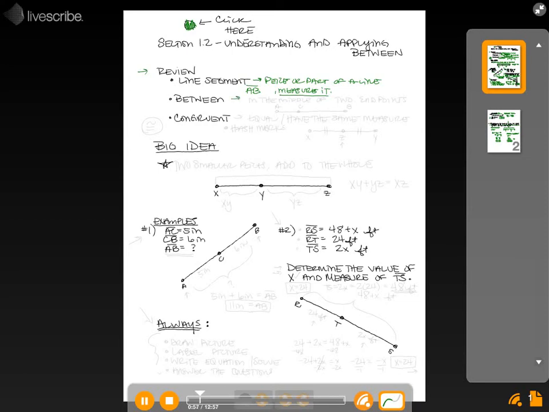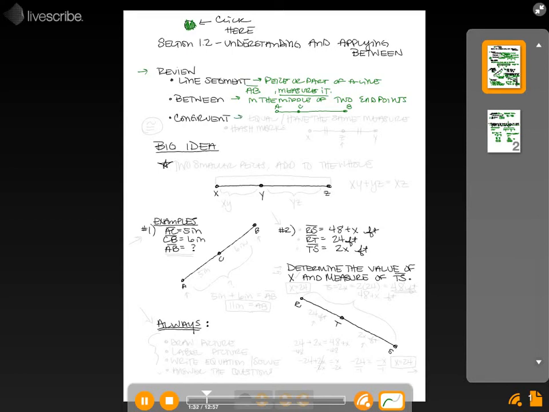Between means in the middle of. And specifically when we talk about line segments, it's in the middle of two endpoints. Okay, here's a picture for between. Here's my line segment. Let's make it line segment AB because I referred to that earlier. Line segment AB, and I could put point C somewhere between those two as long as it's on the line segment and it's in the middle of them. Okay?